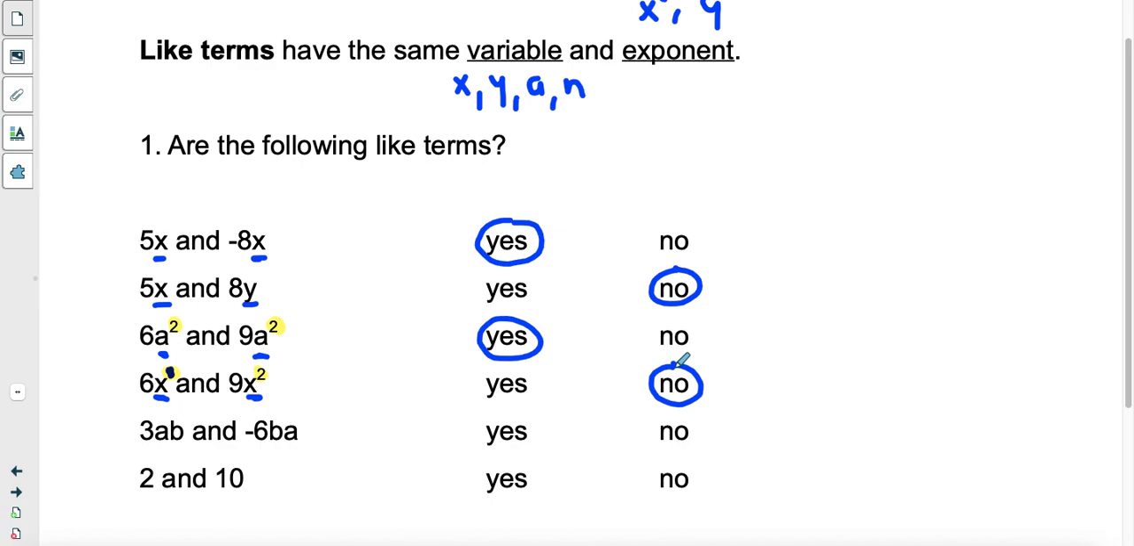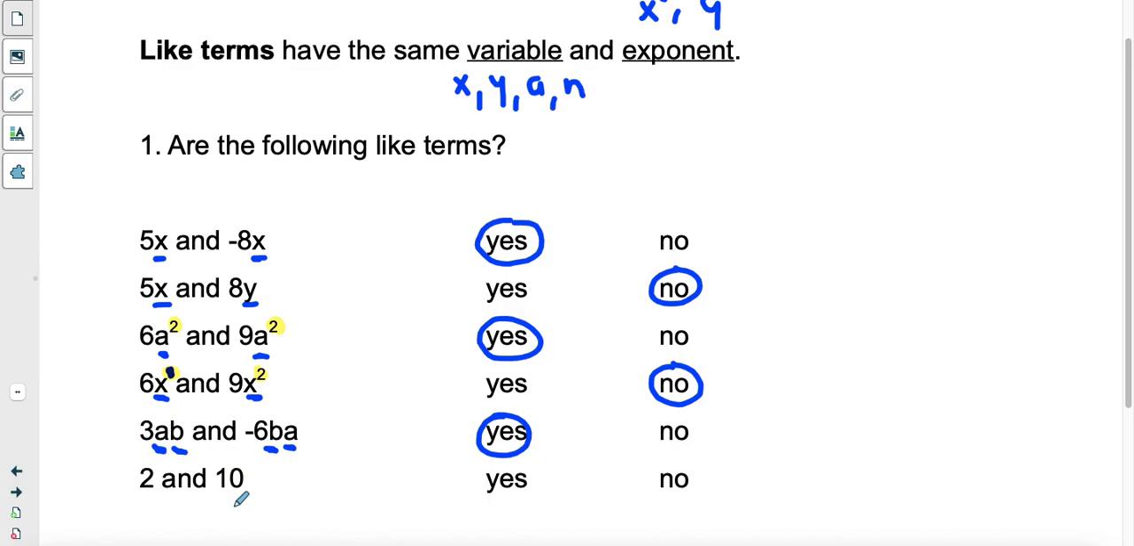3ab and negative 6ba. These ones are going to be like terms. Why? Because both of them have the same letters, right? Both of them have an a and a b, and these letters all have the same exponent, right? Each of these letters has an exponent of 1. So these are going to be like terms.